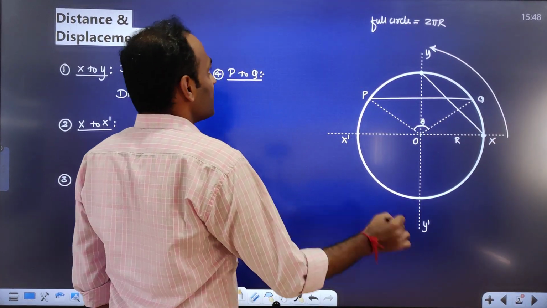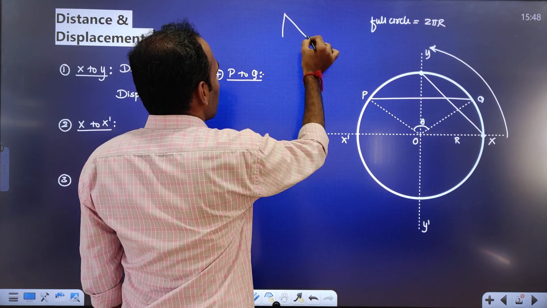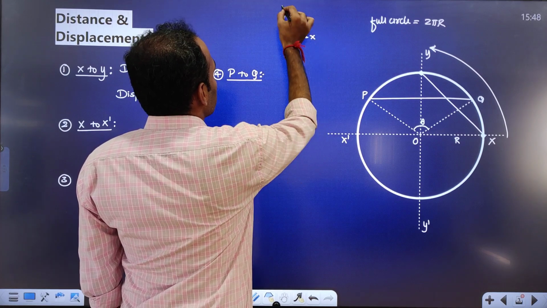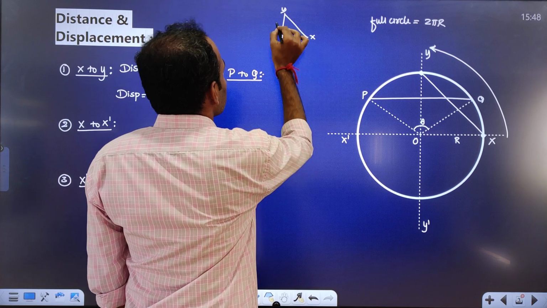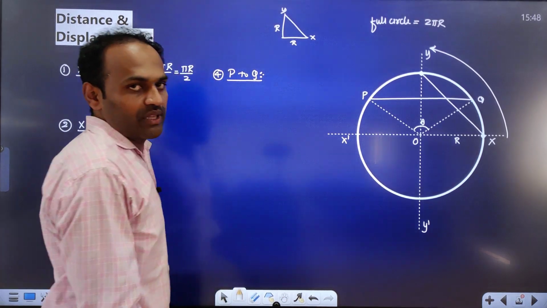Correct? So here we got a triangle. We got a triangle. Right? Okay, this is X and this is Y. We got a right angle triangle. This is radius and this will also be the radius only.